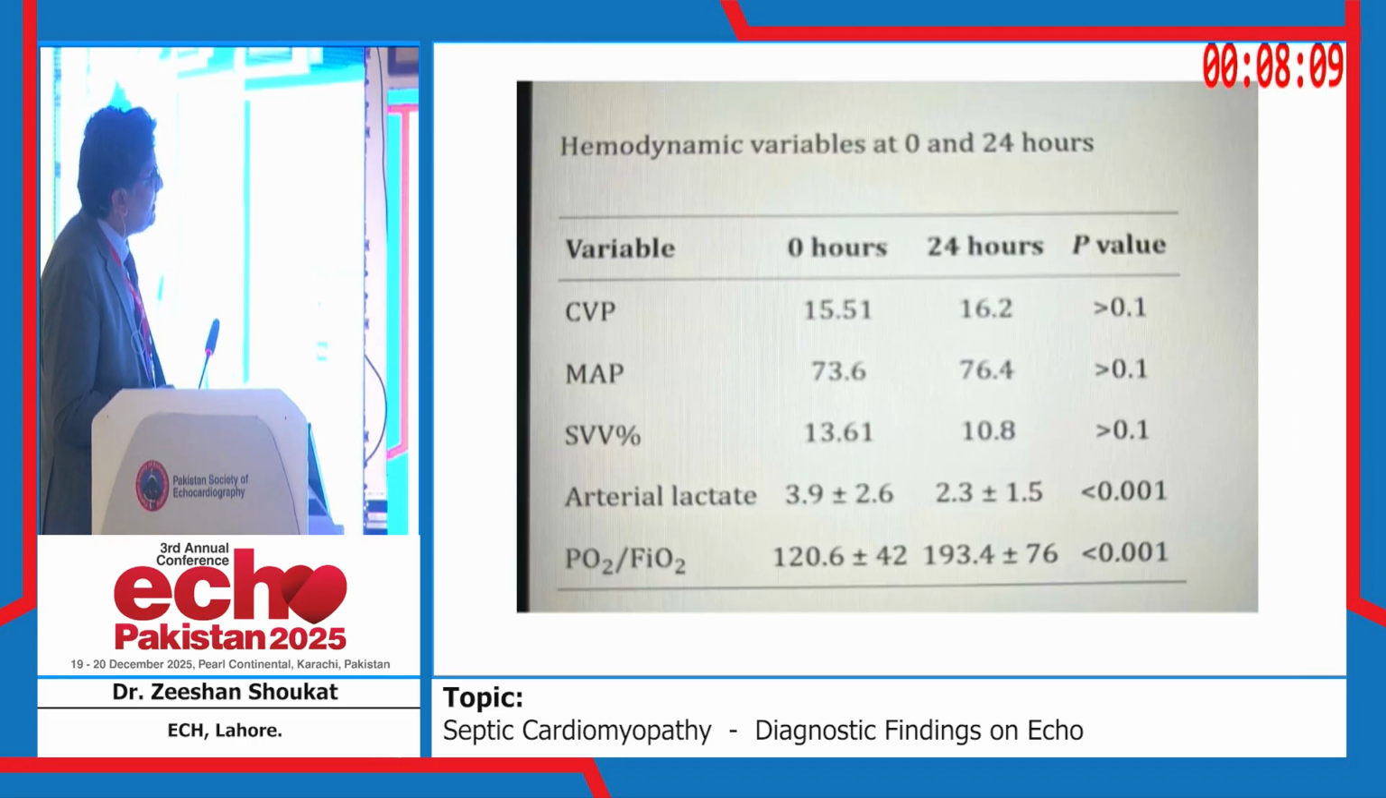So the main emphasis is the hemodynamic variables at 0 and 24 hours of this patient. You can see the mean arterial pressure is 73 at 0 hours, and it increased to 76 after 24 hours. The most important, the stroke volume variability, was 13.6, and after 24 hours it was only 10.8, which is less than 13, and very significant that you should not be giving excess fluid to these septic patients. You can see the arterial lactate level is 3.9, which reduced to 2.3 after 24 hours.